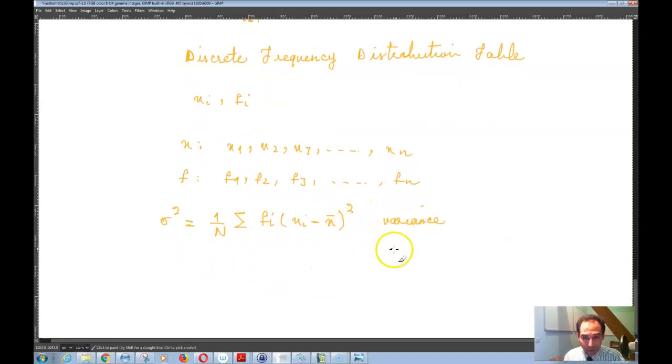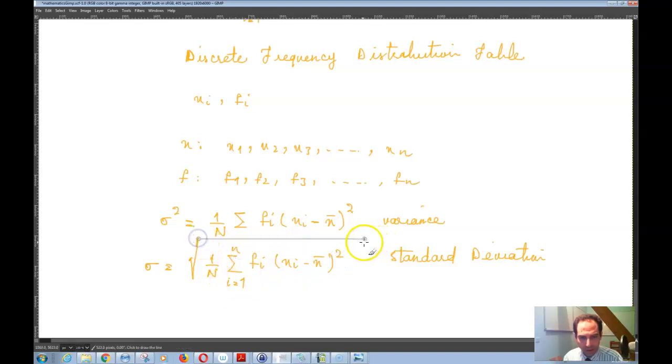And then the standard deviation, sigma, would be equal to the square root of 1 over n sigma f of i times x of i minus x bar, all squared, as i goes from 1 to n. And that is your standard deviation, where of course n is equal to sigma f of i as i goes from 1 to n.